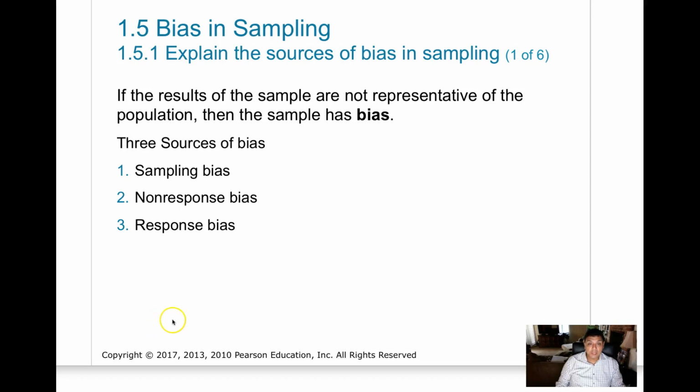So with that in mind, we need to keep in mind this idea of what's called bias. This idea of bias results when the sample is not representative of the population. We say we have bias. And this bias occurs many ways. The three ways we look at it are called sampling bias, non-response bias, and response bias. And so we'll be looking at those.